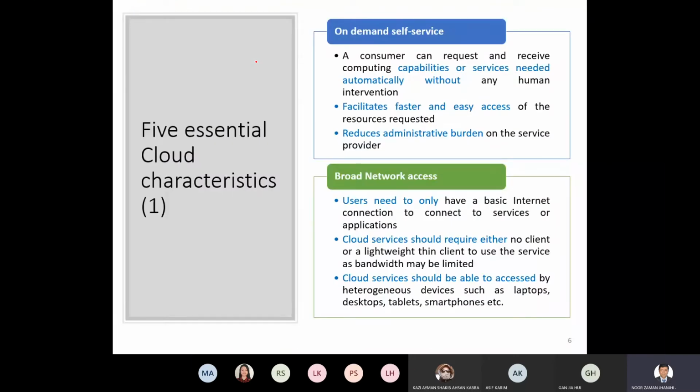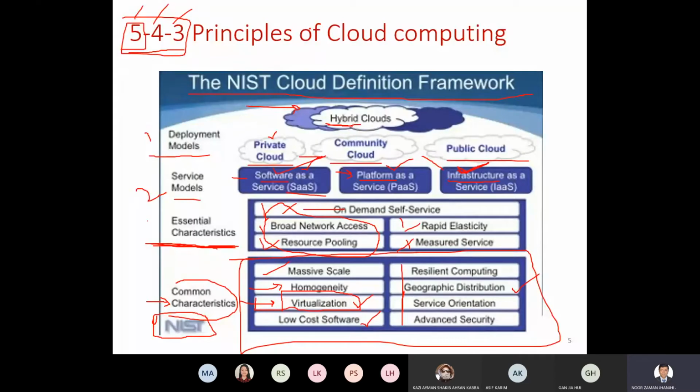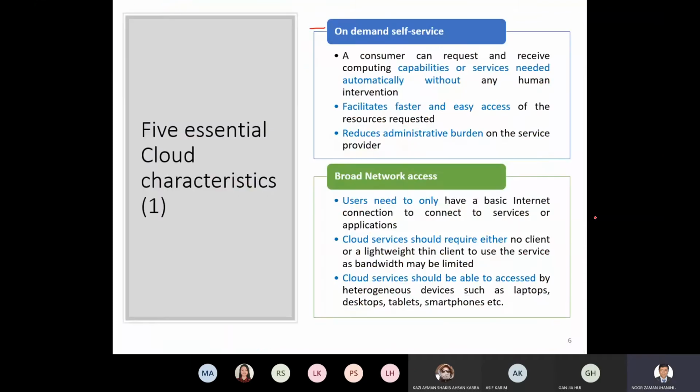So what are the 5 essential cloud characteristics? Number 1 is on-demand self-service. That's what we saw here. You can see from these essential characteristics, number 1 is on-demand self-service. It means that a consumer can request and receive as per his needs.